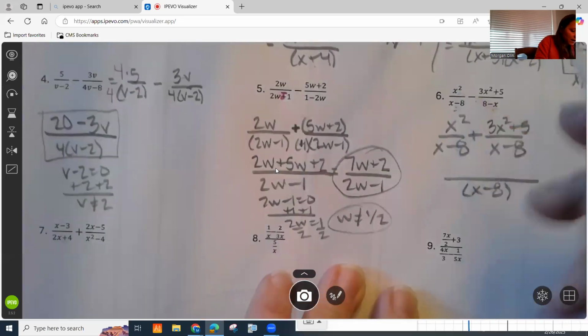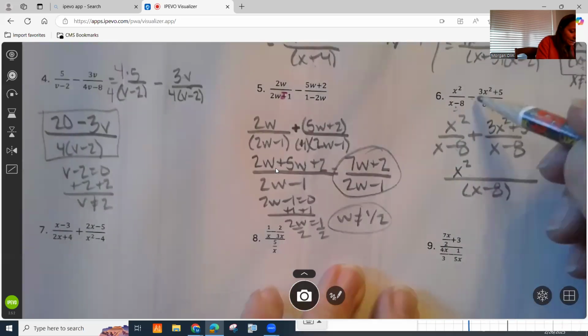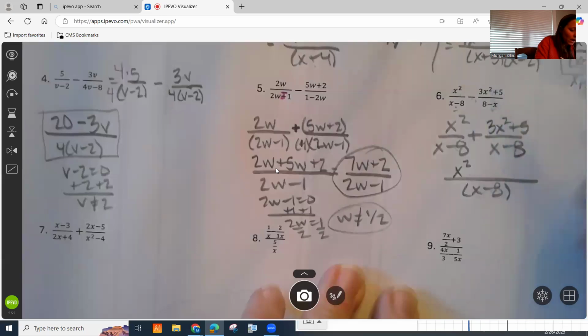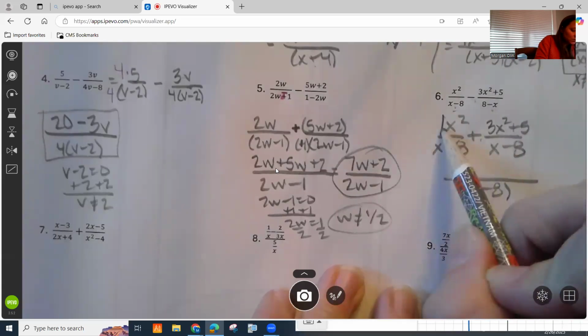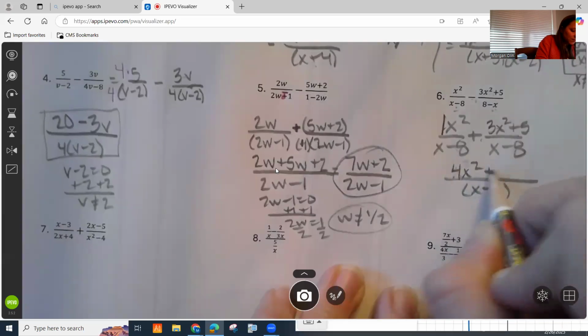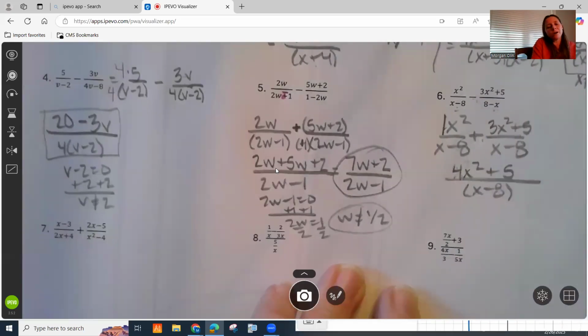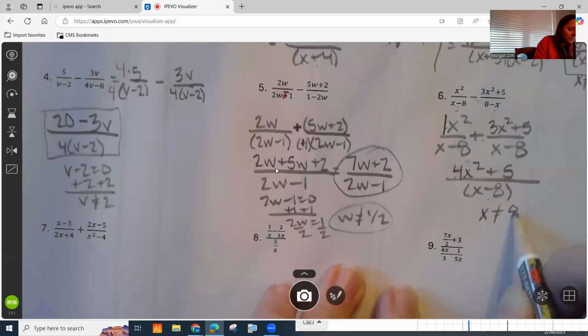All right, this right here, x squared. Okay, now it's a minus. Okay, or no, it's a plus now, I'm sorry. So actually, what I can do is combine these together. 1x squared and 3x squared makes 4x squared, and then plus 5. Does anything factor out of the numerator? No. And I can tell real quickly, x isn't going to be positive 8 here.